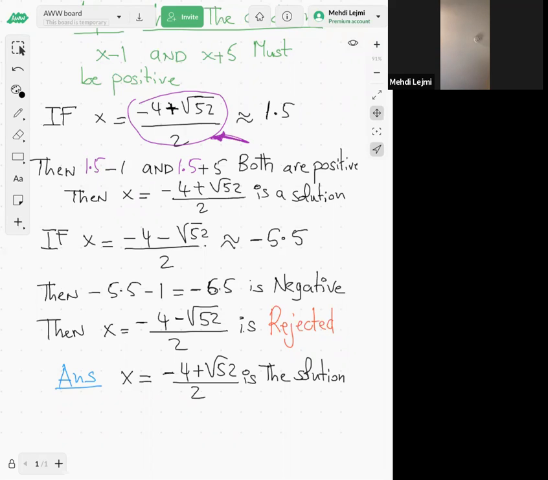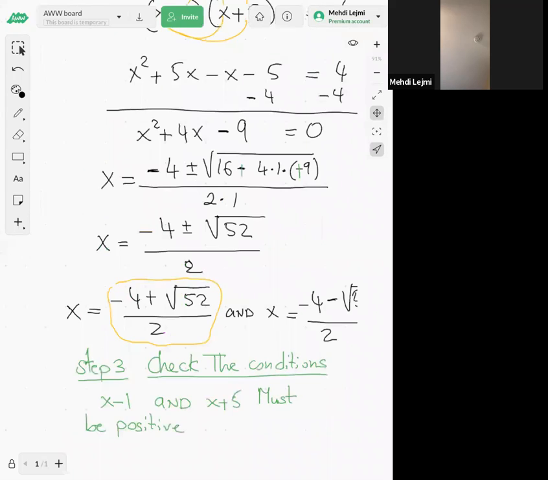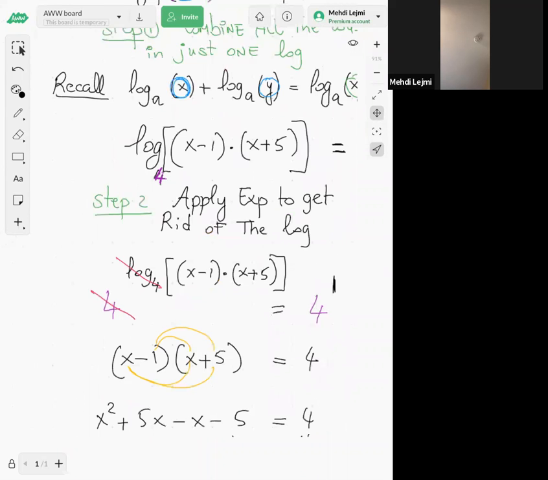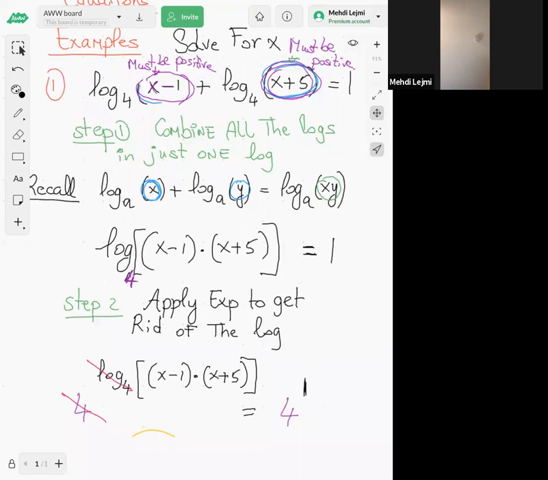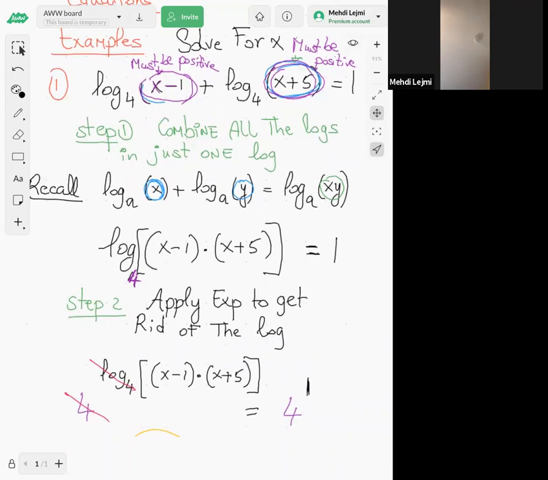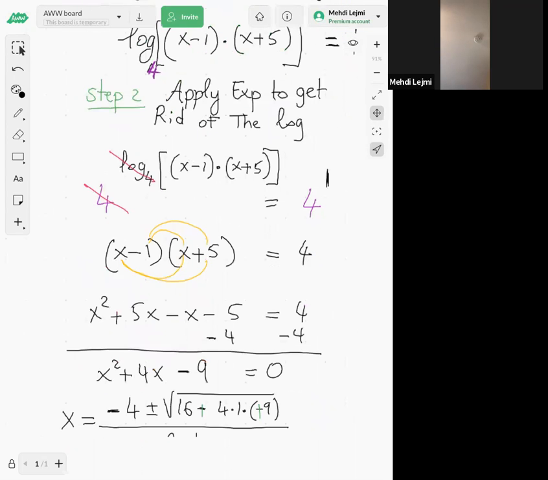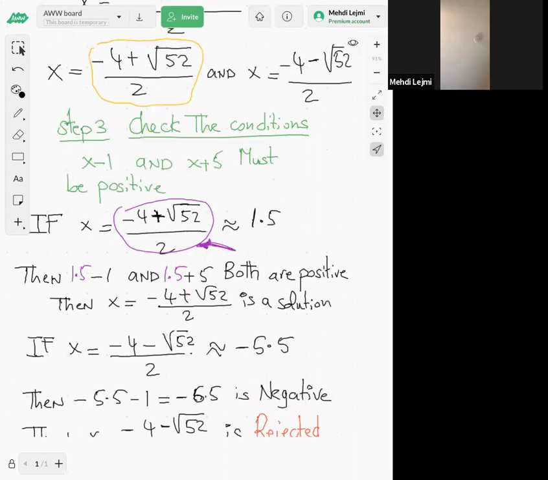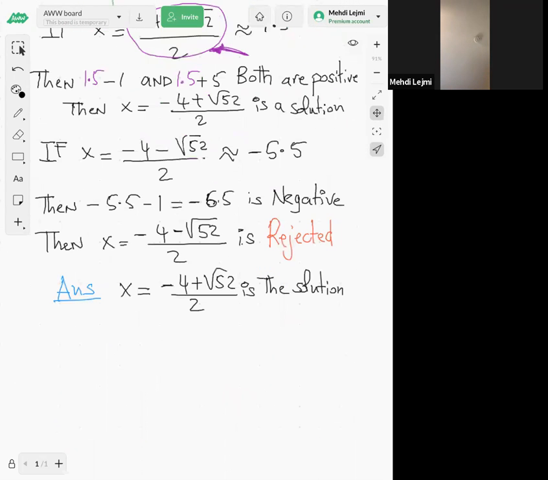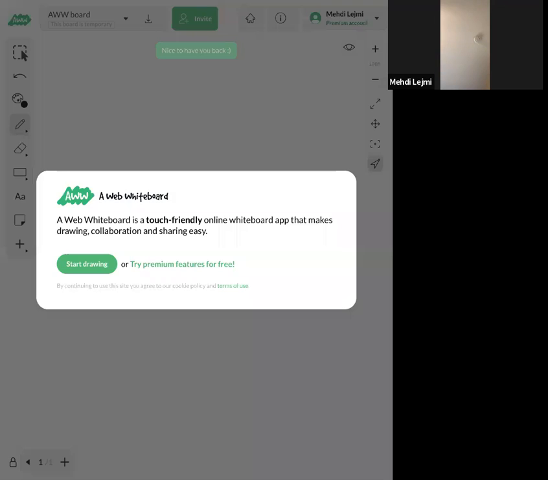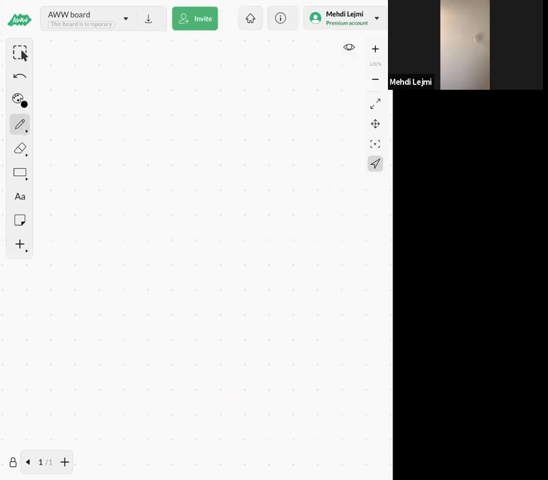Okay, so this is when we have a plus, right? Let me just remind you of the original equation. We had log of x minus 1 plus log of x plus 5, right? Now, if you have a minus, so this is example number 2. And then I will give you an exercise, guys, I promise. So example number 2. Oops, what happened? I just lost my board. Something weird. Anyway, example number 2.